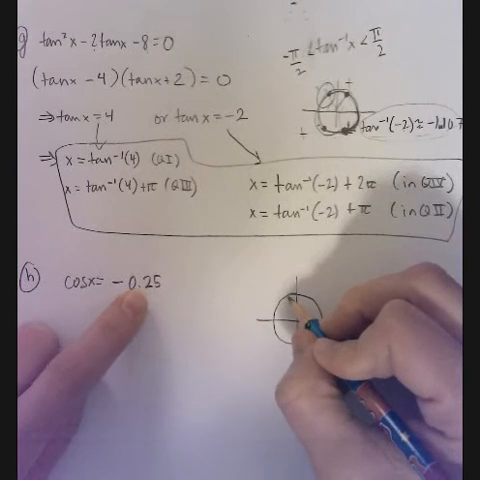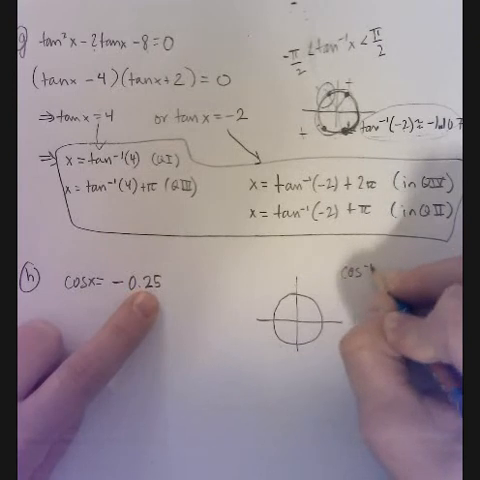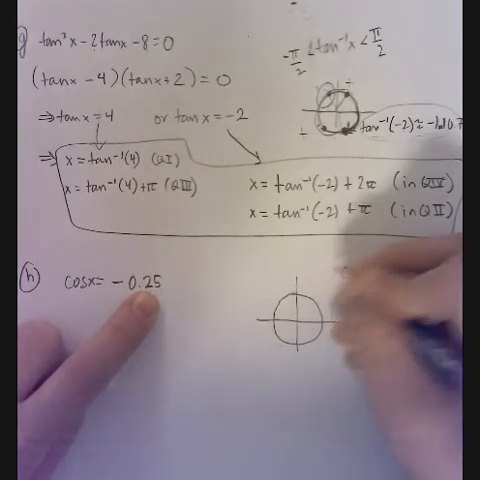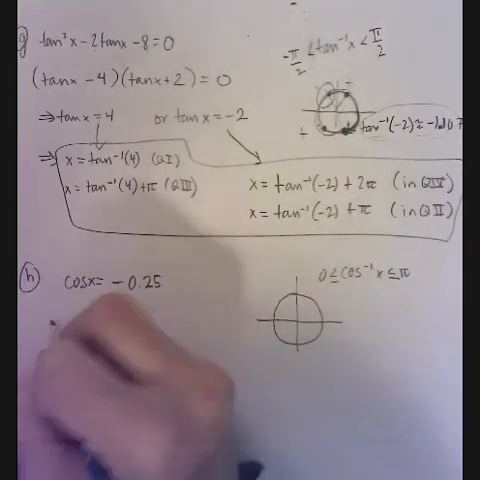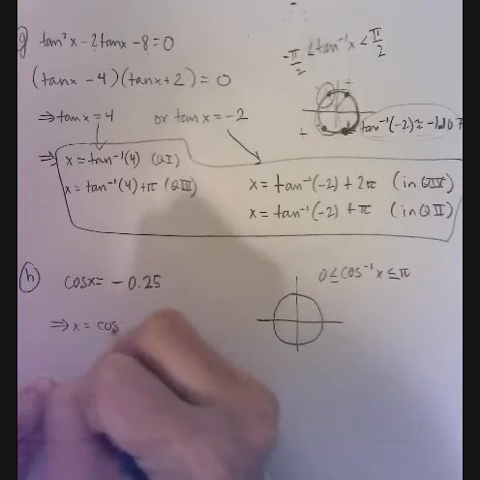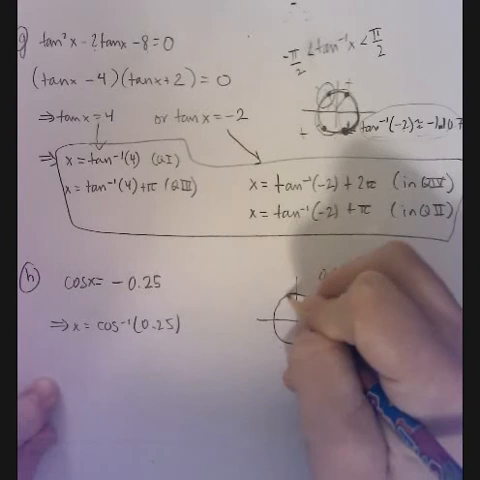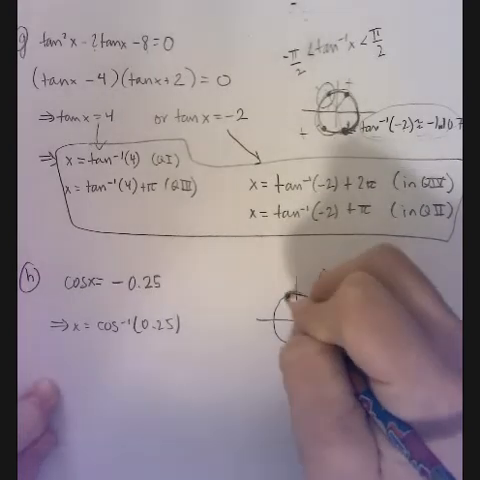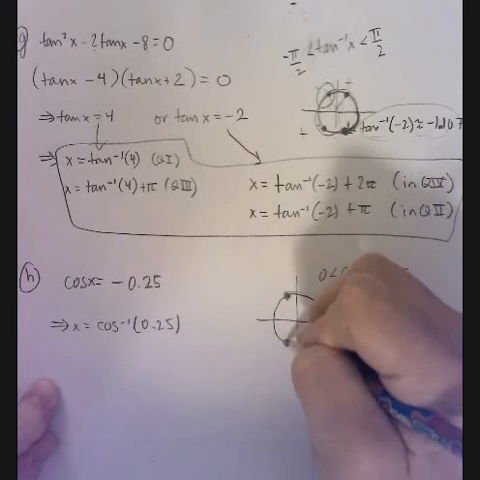When you use the cosine inverse notation, cosine inverse of x is between 0 and pi, right? So when you write x equals cosine inverse of 0.25, you're only getting this solution. We need one here as well, right? The corresponding point in quadrant 3.